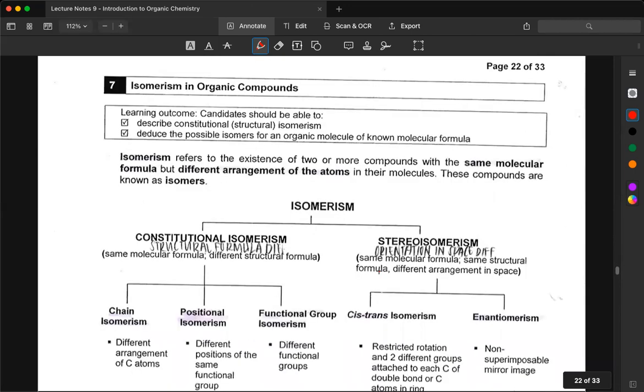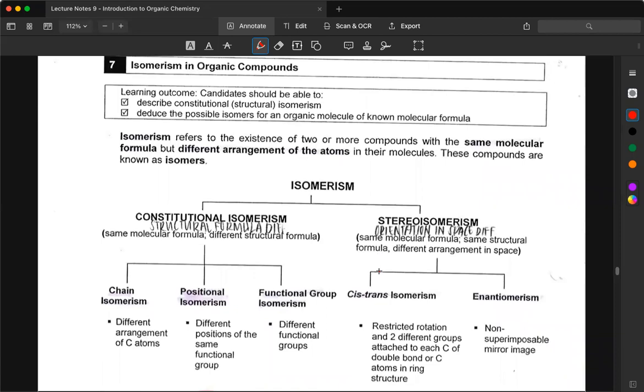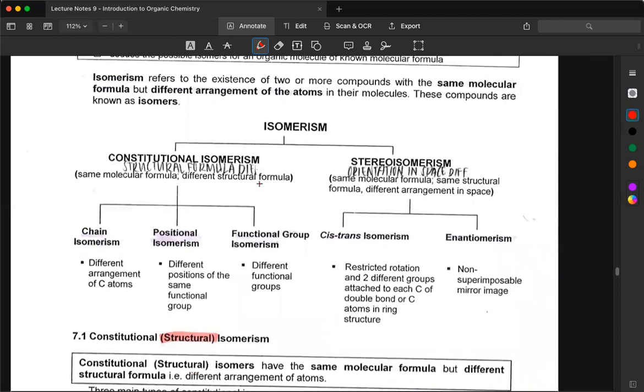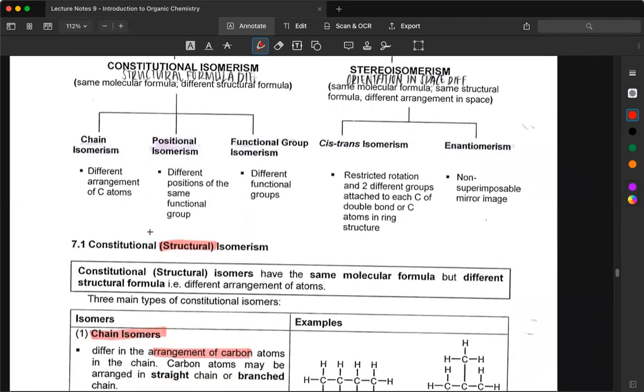Now, let's talk about the big concept here, isomerism. Isomerism refers to the existence of two or more compounds that have the same molecular formula but different arrangement of atoms in the molecules. So they are known as isomers. And we can classify them under constitutional and stereoisomerism. Some of it is learned at O level already, like structural isomerism.